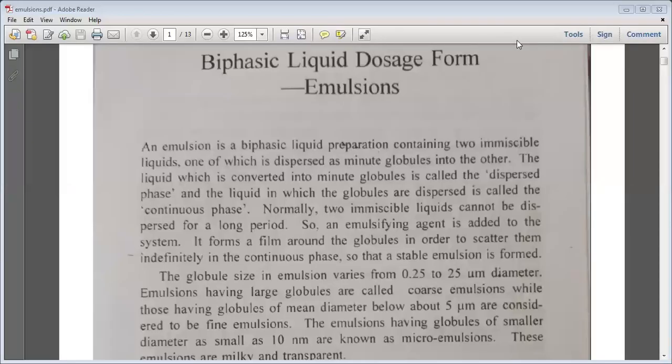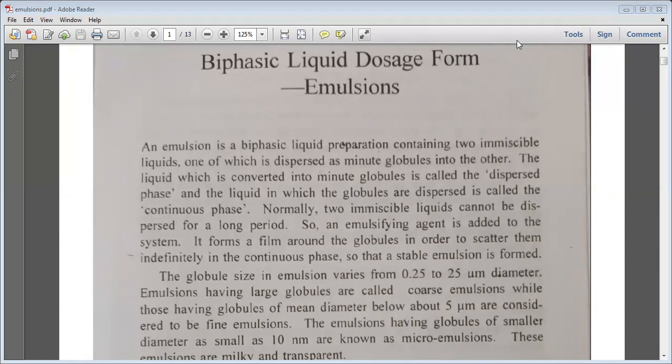Good morning, students. Today I'll be starting the biphasic liquid dosage forms known as emulsions. As you know, the biphasic liquids are suspensions and emulsions. An emulsion is a biphasic liquid preparation containing two immiscible liquids, one of which is dispersed as minute globules into the other. The liquid which is converted into minute globules is called the dispersed phase, and the liquid in which the globules are dispersed is called the continuous phase.